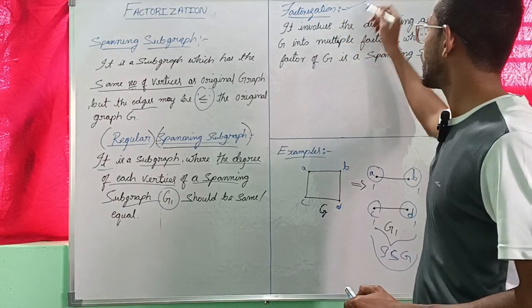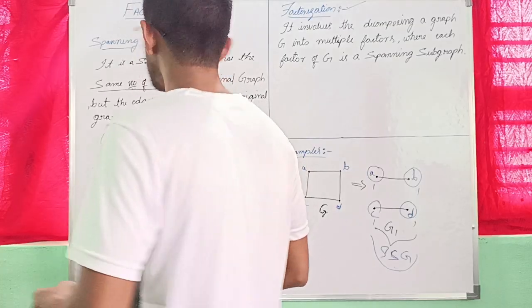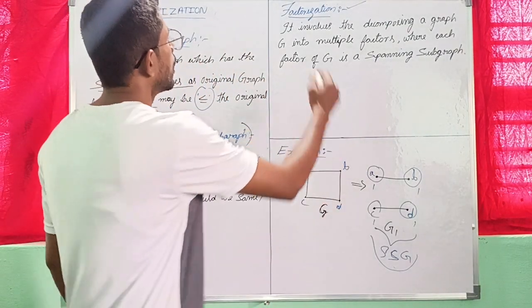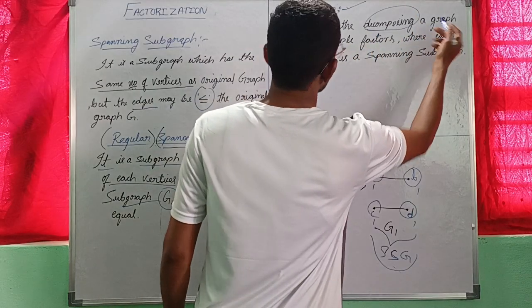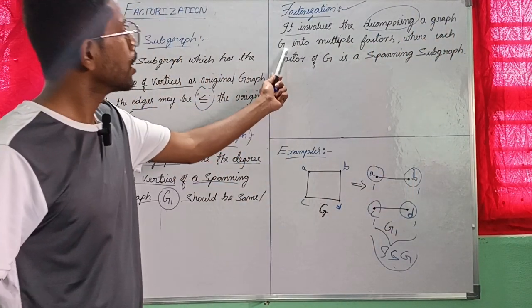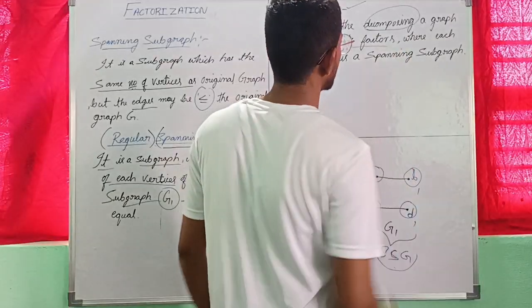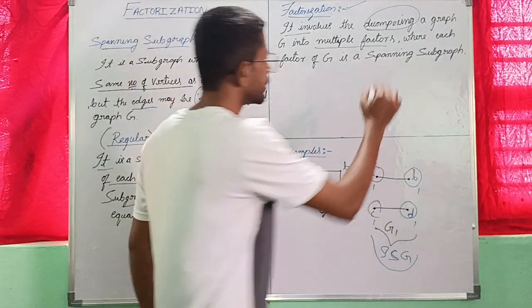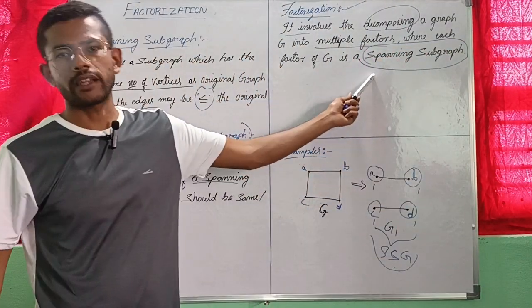Let us move to the main concept, which is factorization. The definition of factorization is that it involves decomposing a graph G into multiple factors, where each factor of G is a spanning subgraph.